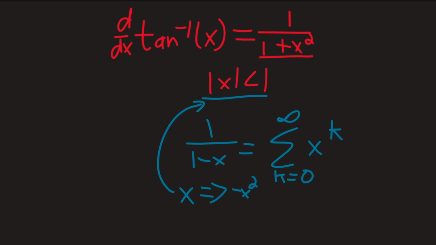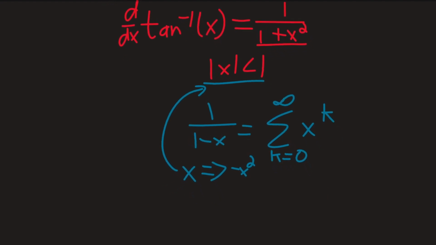So really, subbing that in, what we find is that the derivative of inverse tangent is just equal to the sum from k equals 0 to infinity of negative 1 to the k, just by properties of exponents, times x to the 2k. And what we found is the series for 1 over 1 plus x squared, but what we wanted originally was a series for inverse tangent itself.